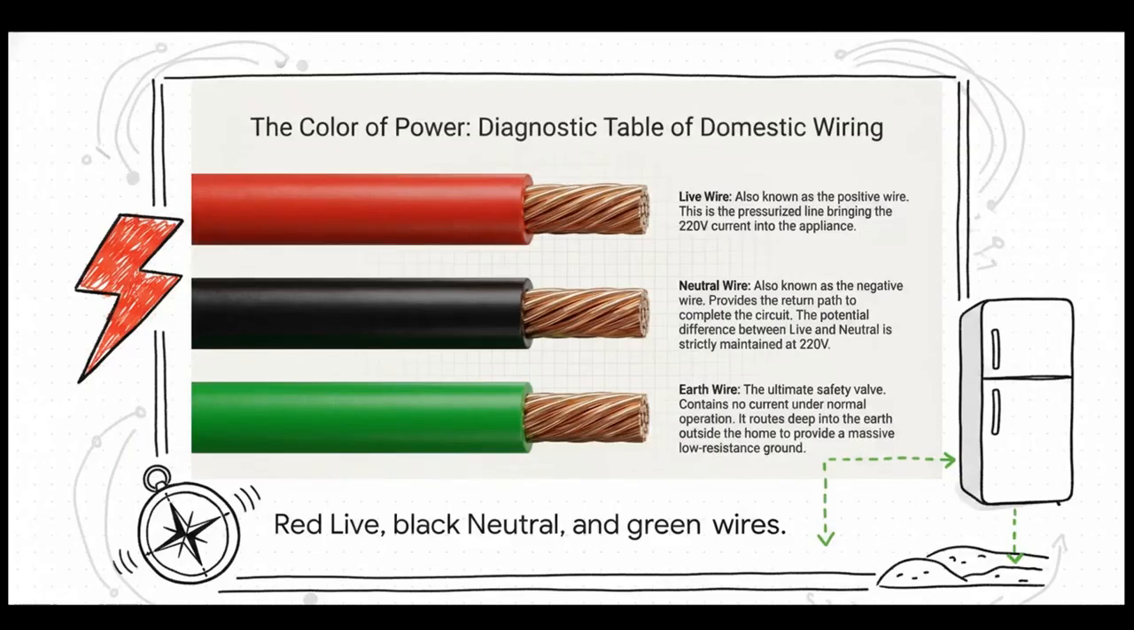And that brings us to the actual colors of power. The highly pressurized red live wire bringing the energy in, the black neutral wire completing the circuit back out, and that critical green earth wire acting as your silent guardian. We've traced an incredible journey today, from Hans Christian Ørsted watching a tiny compass needle twitch by accident in 1820, all the way to the precise green-sheathed earth wire protecting your family's appliances right now.